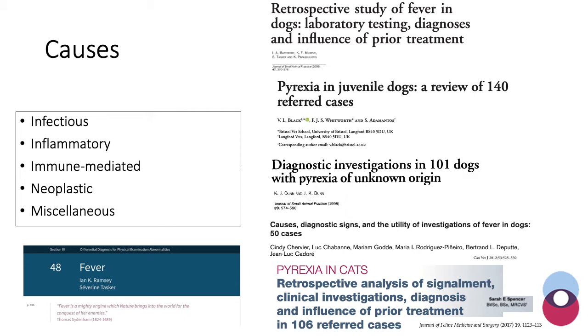So as you can see, 4 of them are in dogs and only 1 of them is in cats. Unfortunately, we don't necessarily have the same amount of evidence or detail in cats compared to dogs, so that will be a little bit different. But hopefully what I'm aiming to do is to show you what are the most commonly diagnosed underlying causes for pyrexia or pyrexia of unknown origin based on these papers. So we are then going to go through the causes first. We're going to start with infectious causes, continue with inflammatory, then immune-mediated, neoplastic and miscellaneous causes for fever. So we're going to start with infectious.